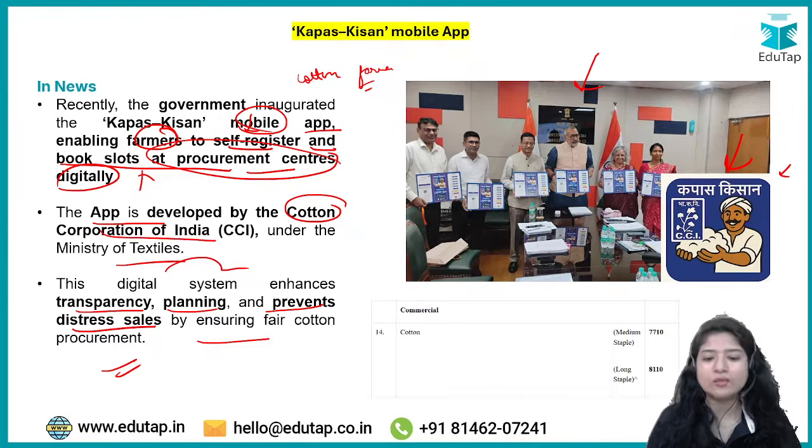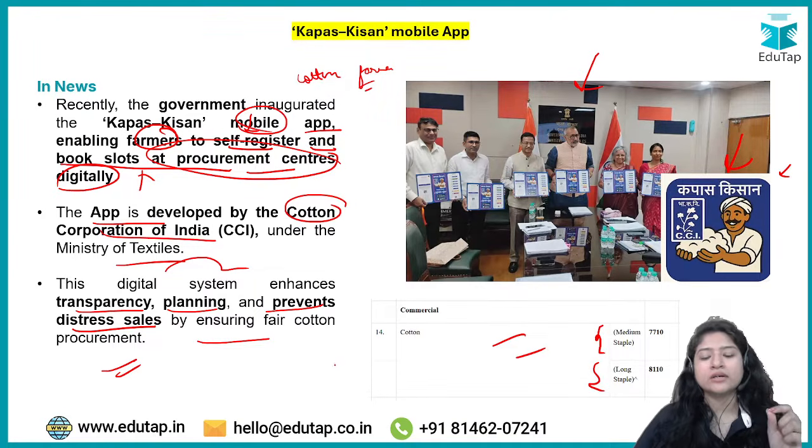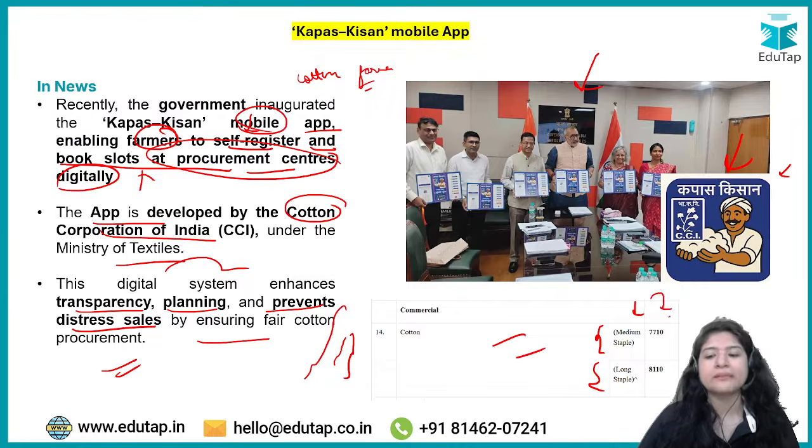And currently what is the MSP that is going on for cotton, for medium staple and long staple? Basically, if you take out the fiber of the cotton, what is the length? So according to the length, some are medium staple, some are long staple if the fiber length is more, right? So for medium staple currently the price is 7710 rupees per quintal.